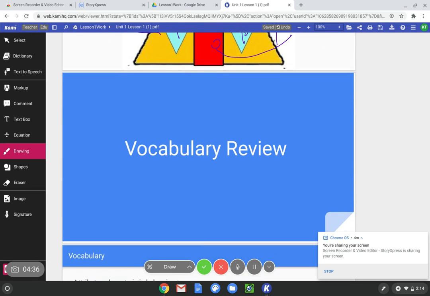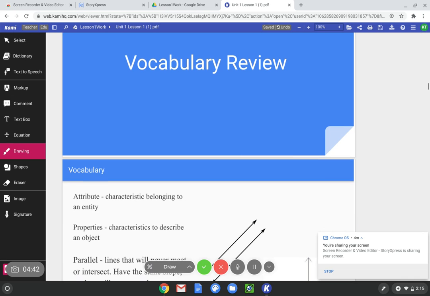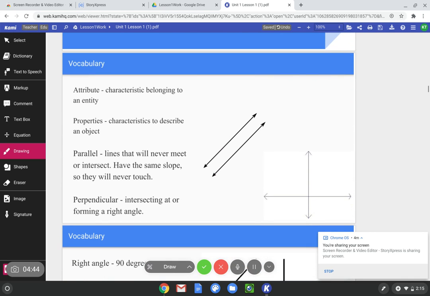Okay, let's go into a quick vocabulary review. If you watched the previous video, which was geometric vocab, this should be pretty easy for you. But even if it's not, that is why we're here. We are here to get it right and practice. Attribute. Attribute and properties have the same definition. It's a characteristic belonging to an entity, an object, or a shape. It helps us describe it.